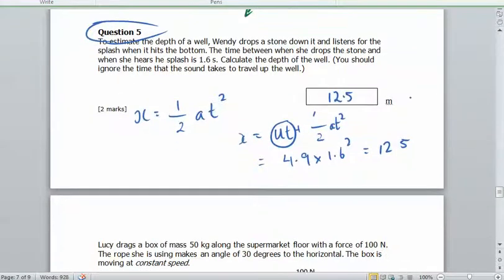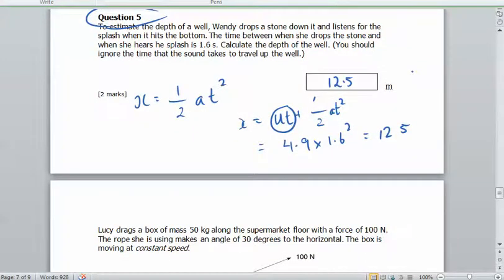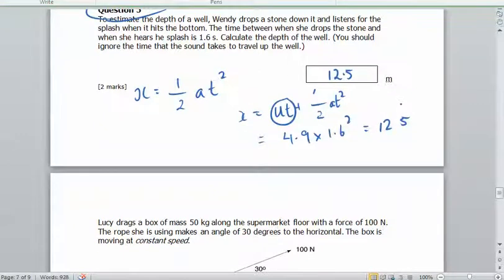How long would it take though for the sound to get up the well? Well, the speed of sound is about 340 metres per second. Yeah, but we're assuming that we're ignoring the time the sound takes. But if we had to implement it, velocity equals distance over time. You'd have 340 metres per second and the distance you know, and from there you could work out the time.